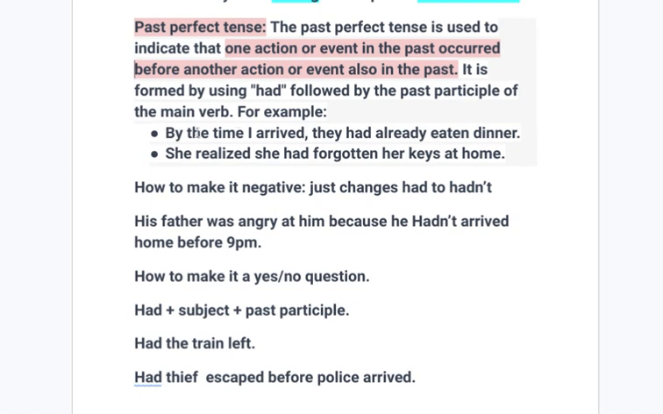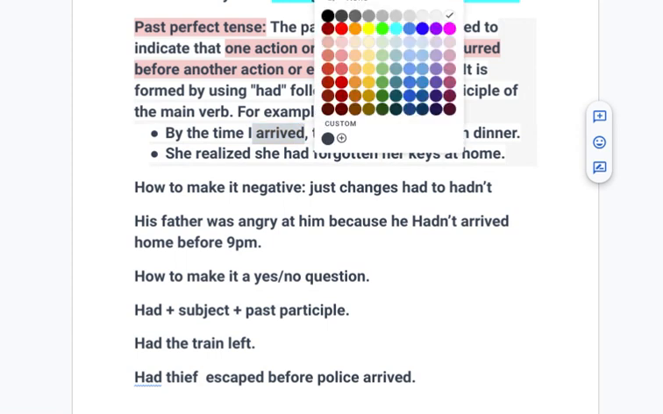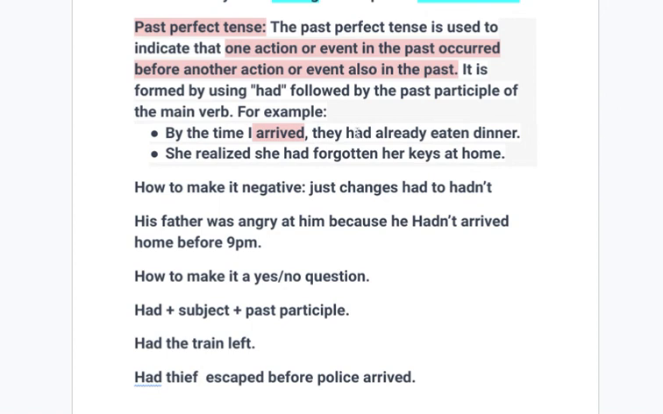By the time I arrived, they had already eaten dinner. Let me highlight this so I can point out what is going on in this sentence and let me show you what is past perfect tense. So by the time I arrived, they had already eaten dinner.